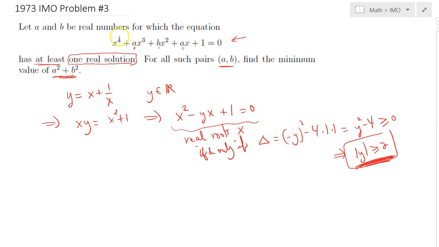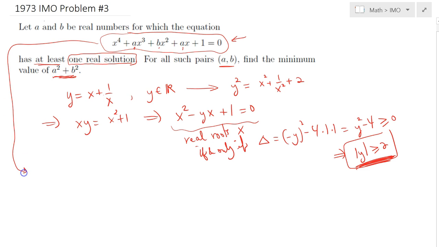Now let's go ahead and start with our quartic polynomial. I'll just first divide both sides by x squared. Well, actually, one more thing before I go to that. This would obviously imply that if I square both sides, I would get y squared is equal to x squared plus 1 over x squared plus 2 times x times 1 over x, which is just 2.